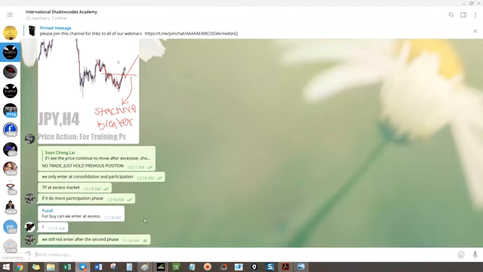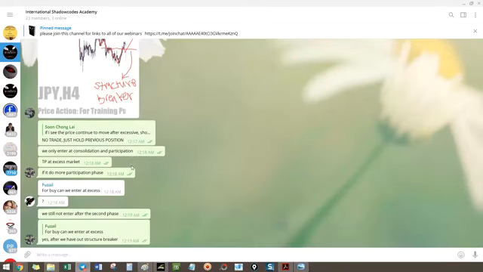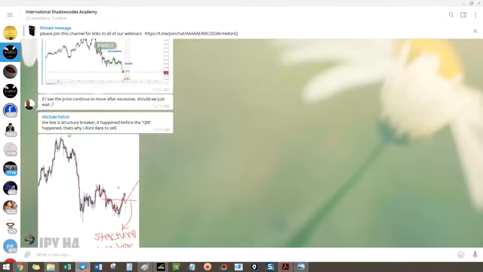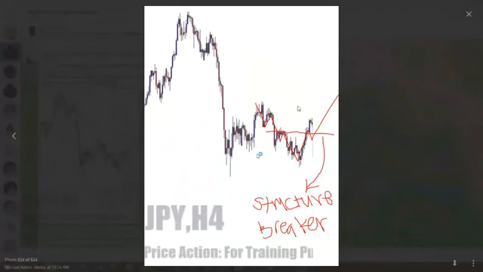Why can we enter at the excessive? Yes, after we have our structure breaker. This line is a structure breaker. It happened before the QM happened. That's why I don't dare to sell.